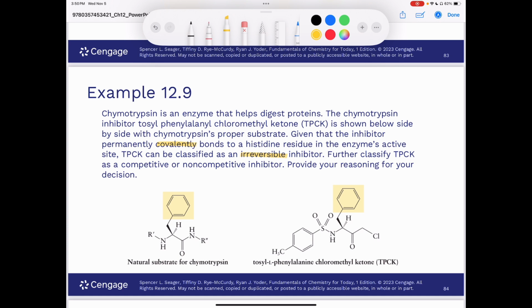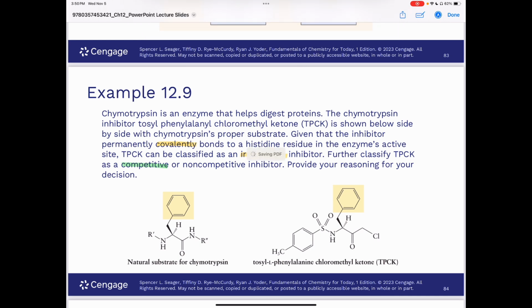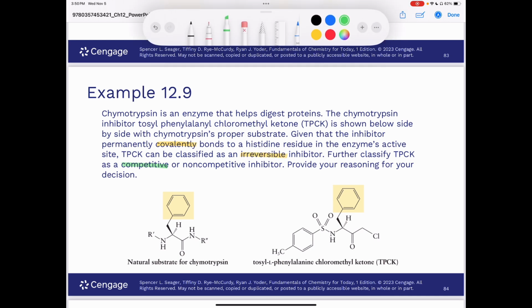So first of all, there's two major reasons why TPCK is going to be a competitive inhibitor. So I'm going to put here competitive inhibitor. The first clue is that the TPCK molecule has that phenyl group highlighted in the yellow box, which is identical to the natural substrate. And so that means the TPCK is going to mimic the natural substrate, right? They're kind of similar. The second and more definitive clue is that the TPCK is going to bind to chymotrypsin in the active site. And so if it's binding in the active site, that means it's competing with the substrate for binding at the active site, confirming again that it is a competitive inhibitor.